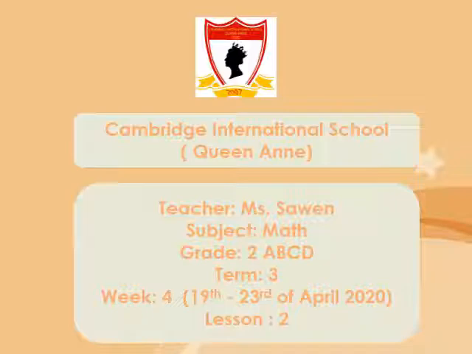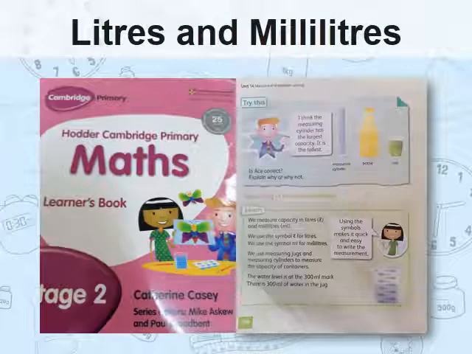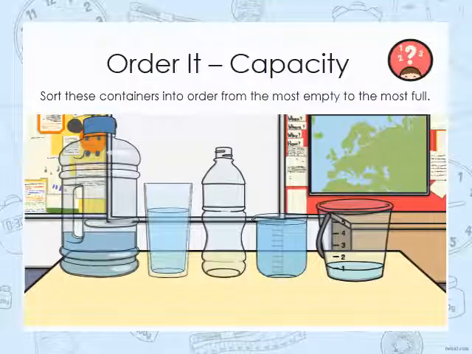Ready? Yes. Take out your Math Learner's book. Open page 158. Now we have a new topic which is about measuring in liters and milliliters. Ordered capacity. Sort these containers into order from the most empty to the most full. Now we have these containers. We will sort them. We will put them in order from the most empty to the most full.